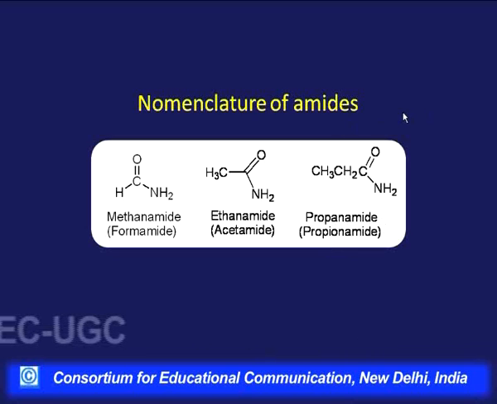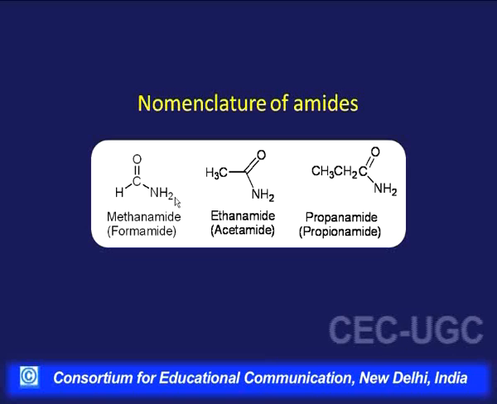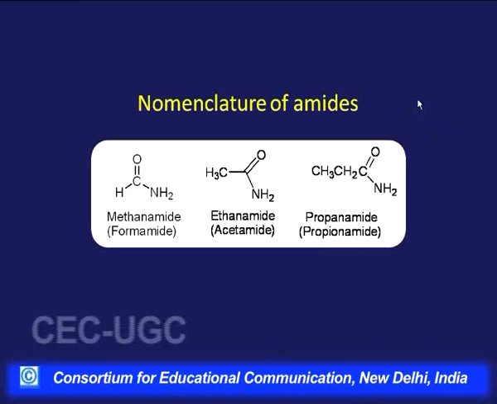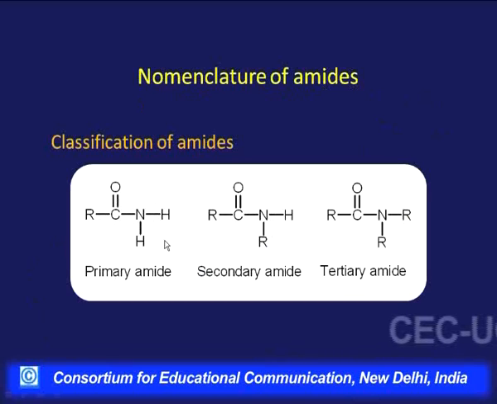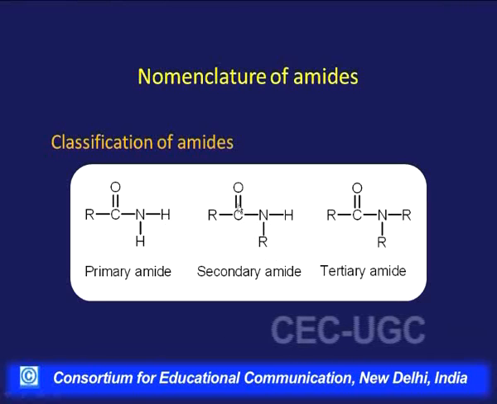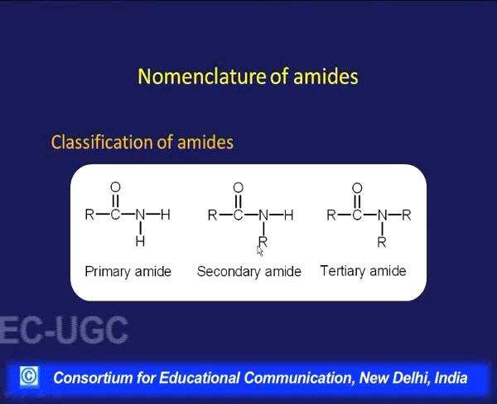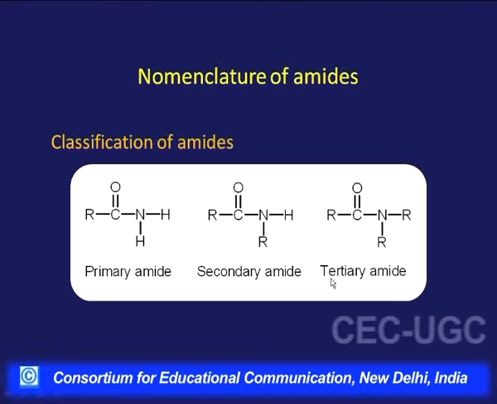So, this way amides are named, but amides may not be simply substituted by NH2 group. This H might have some other substituents, and then according to that amides are classified as primary amide when it is simple NH2. If one of the H has been substituted by some alkyl group, means this amide is obtained by the reaction of the acid with some amine, then this is called secondary amide, and if both the hydrogens are substituted by alkyl groups, then this amide is called tertiary amide.